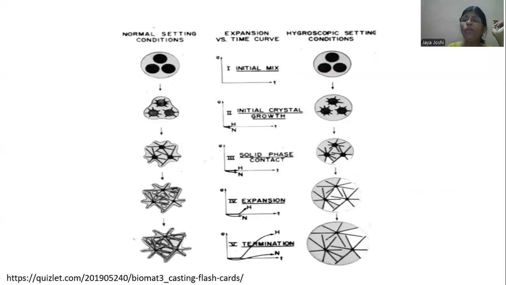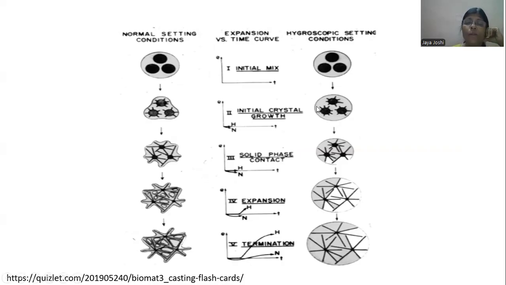Now coming to the hygroscopic setting expansion. The name itself suggests hygroscopic setting expansion means the setting expansion which occurs in the presence of water. Here we have to carry out this hygroscopic setting expansion. It will not occur of its own. Like the normal setting expansion, which occurs of its own. But hygroscopic setting expansion you have to carry out, especially whenever you are utilizing it as a compensatory expansion to compensate for the casting shrinkage.